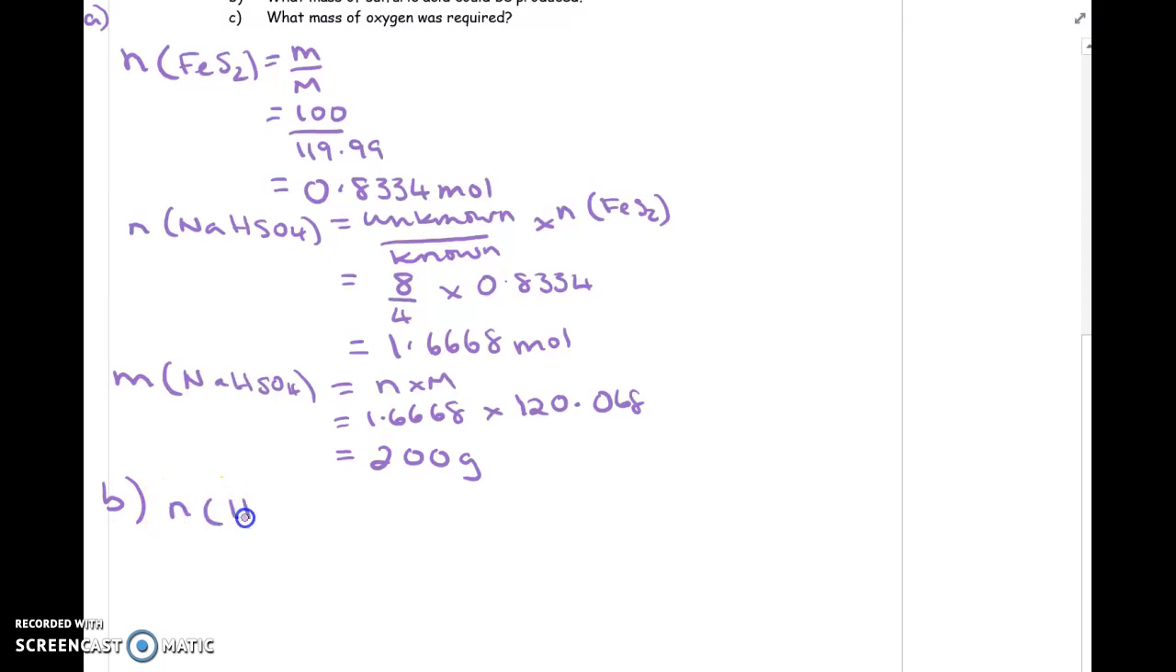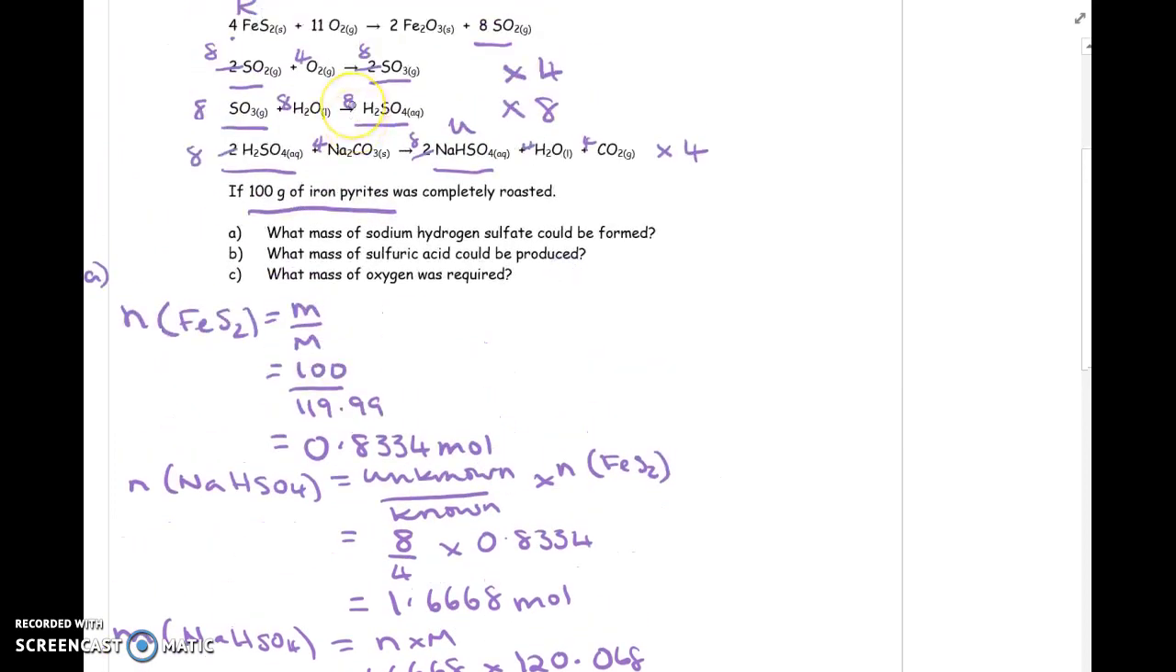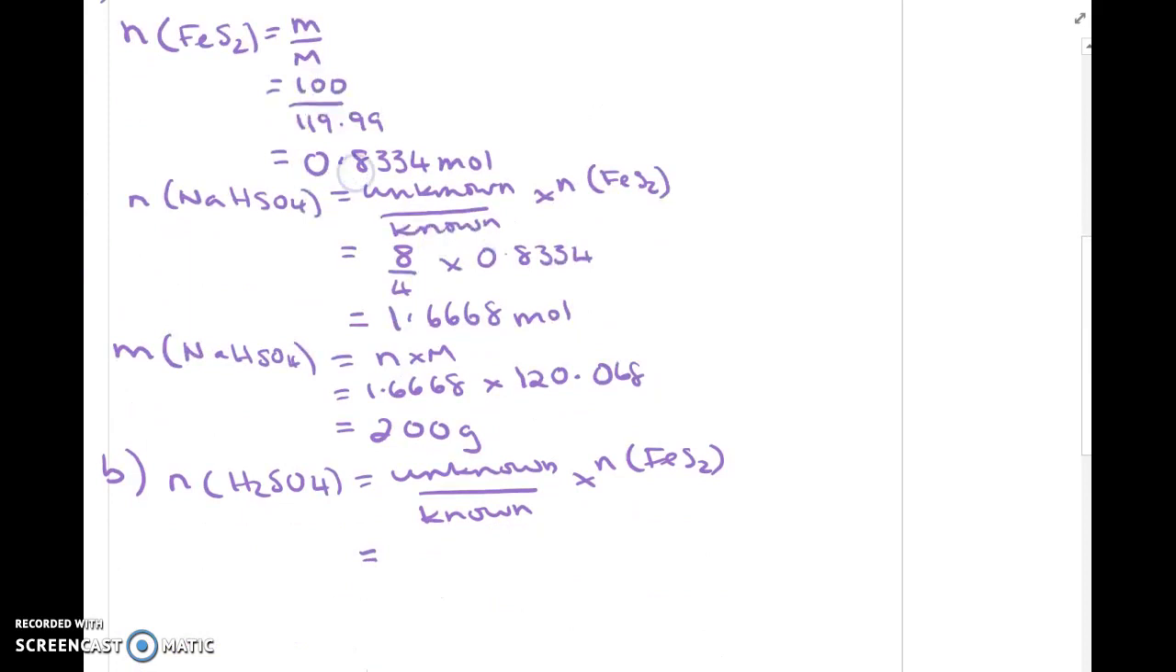So for part B, we just need to do our stoichiometric ratio. The number of moles of sulfuric acid will equal unknown over known times the number of moles of iron sulfide. Using the coefficients, you can see sulfuric has an 8 and iron pyrites has a 4. So it's going to be 8 over 4 times 0.8334 moles, which comes out to 1.6668 moles, which is the same as the other one because they're in the same stoichiometric ratio.